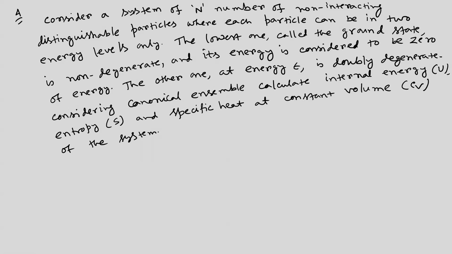This is again a very straightforward problem, and this problem says consider a system of n number of non-interacting distinguishable particles, where each particle can be in two energy levels only. The lowest one, called the ground state, is non-degenerate. So the degeneracy of the ground state is 1, and its energy is considered to be 0 of energy. The other one at energy epsilon is doubly degenerate. Considering canonical ensemble, calculate the internal energy, entropy and specific heat at constant volume of the system. So, as I said, this is again a very simple problem.